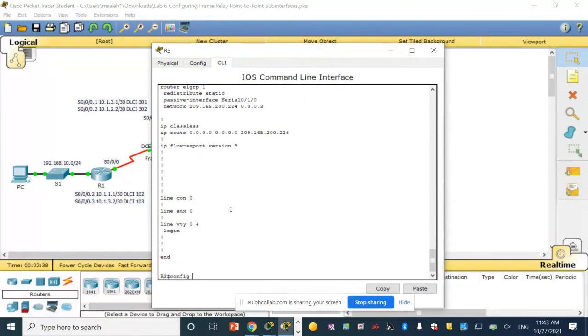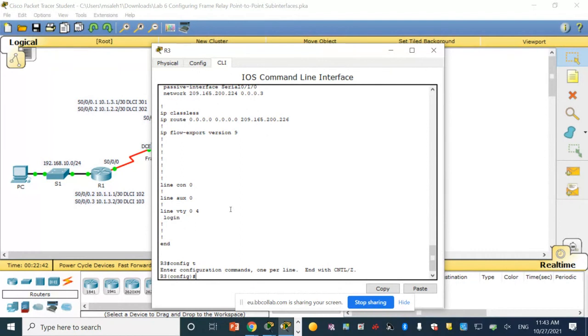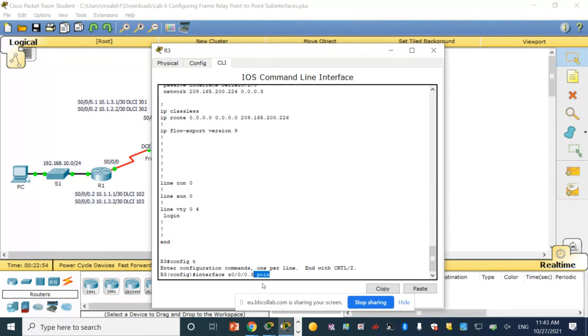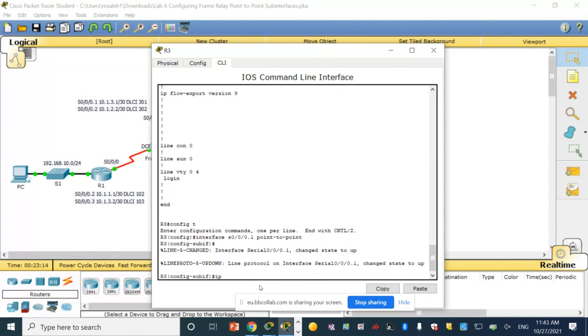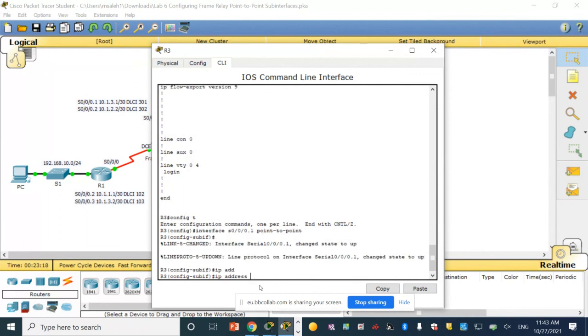Config T. Okay. Now we are on router 3. Interface S0/0/0, dot 1, point to point. All right. Now we'll give it an IP address. IP address 10.1.3.1. You can get this address from the table, the given table. And the subnet mask again is 255.255.255.252. Okay.